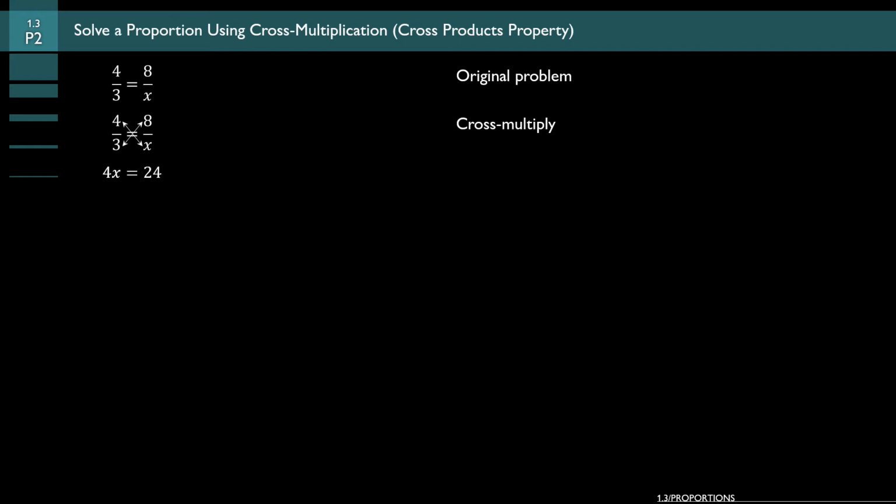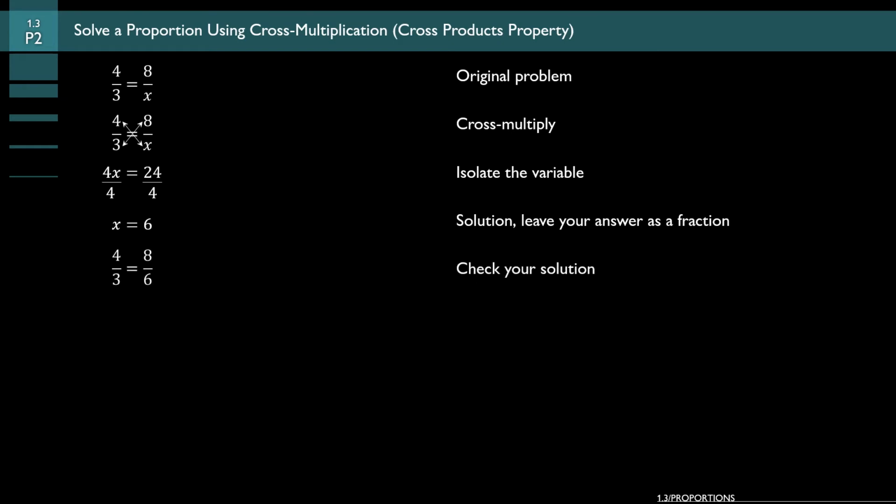So since 4 is being multiplied against x, we're going to divide by 4. Divide the other side by 4 as well. 24 divided by 4 gives us 6. Now, to check our solution, go back and plug in the 6 for x, and we'll get 4/3 equals 8 over 6. Reduce the 8 over 6 by dividing both the 8 and the 6 by 2, and that gives us 4 over 3. 4/3 does equal 4/3.